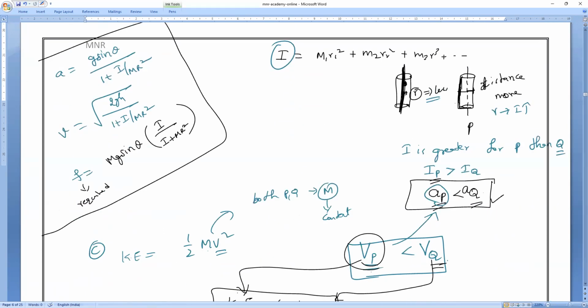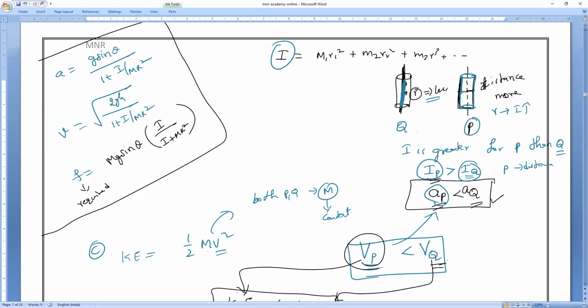So if you don't know the concept, you cannot do it. Once again, I'm saying, remember. In the Q cylinder, the entire mass is located on the axis of rotation. And here, the entire mass is located on the surface. So here, P's distance is more, so if distance is more, then inertia is also greater. And Q is having less inertia.